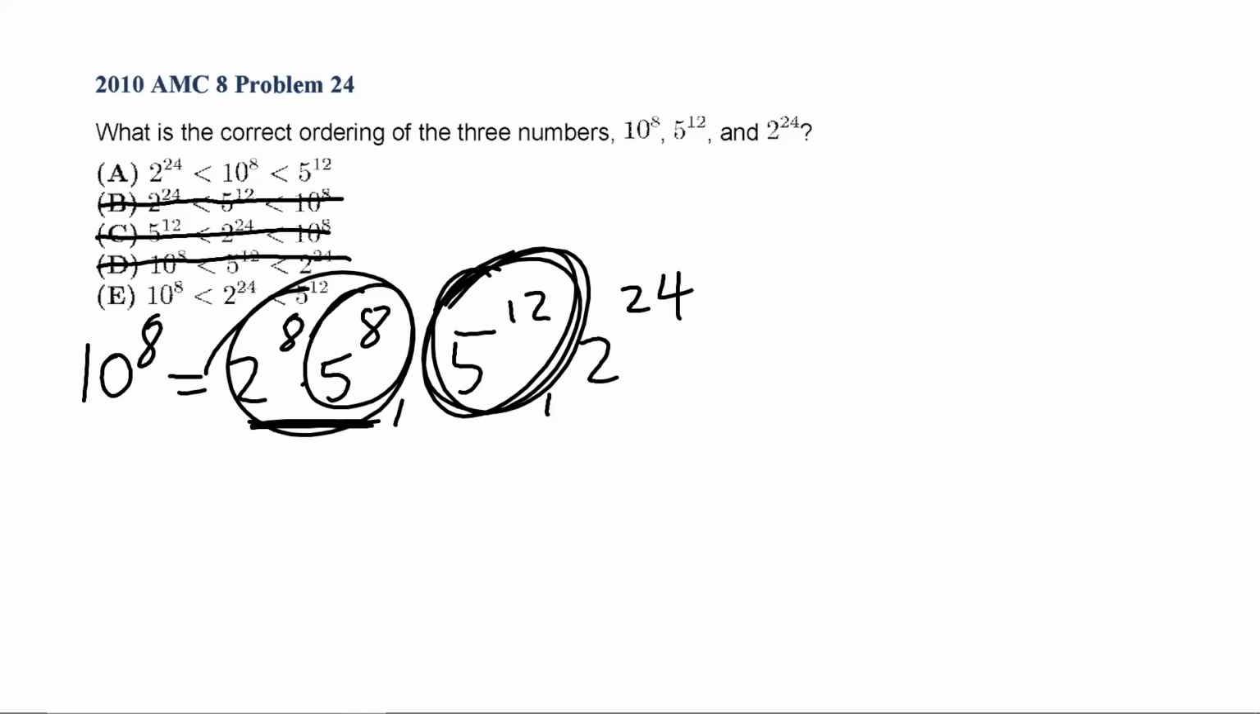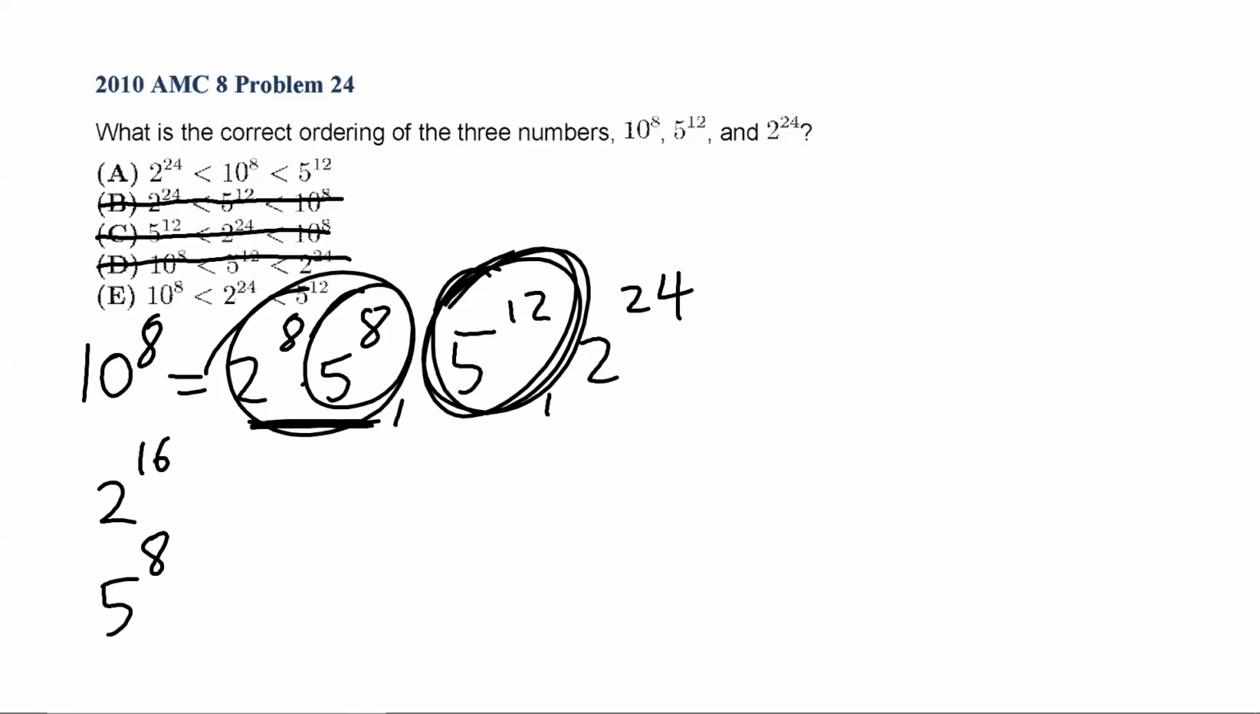Okay, so don't forget that 10 to the 8 is 2 to the 8 times 5 to the 8. So 2 to the 24 has 24 minus 8 equals 16 more 2's than 10 to the 8 does. And 2 to the power of 16 is a big number. But you'll also notice that 10 to the 8 has 8 more 5's than 2 to the 24 has, which means it's 5 to the 8 power bigger on that side.